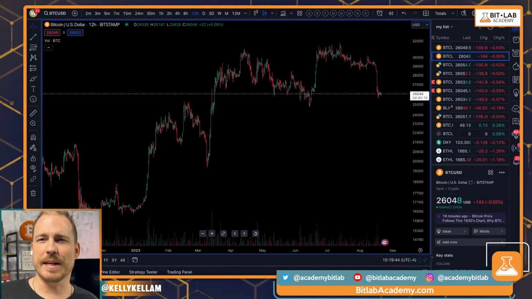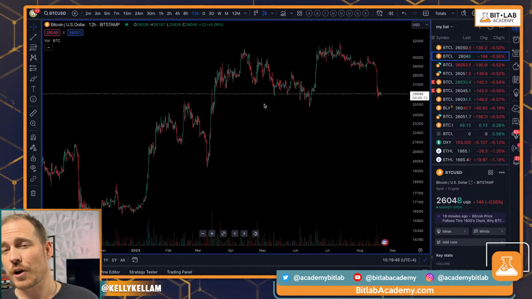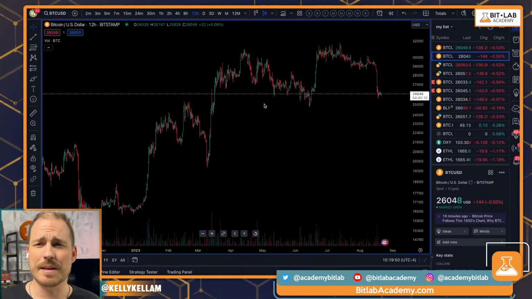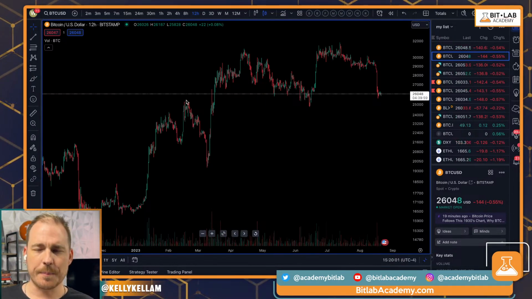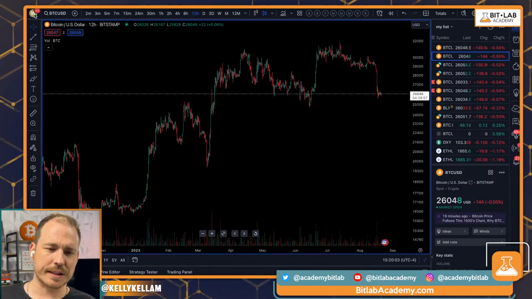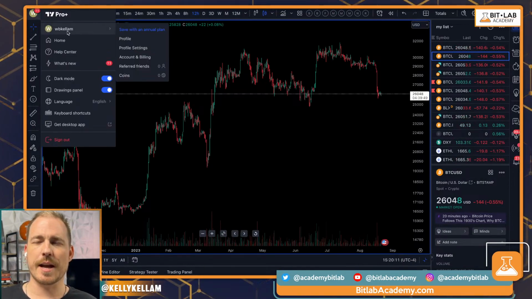Now, a lot of people ask me, when people are trying to add new indicators to the charts, the first step is, whether you're getting the BitLab Trading Stack or any other indicator, the provider or developer of that indicator needs your TradingView username. In order to get it, open up your TradingView and come right up to the top left where you see this little letter. Mine says W, the first letter of my username. Click on that and you'll see what your TradingView username is right there.